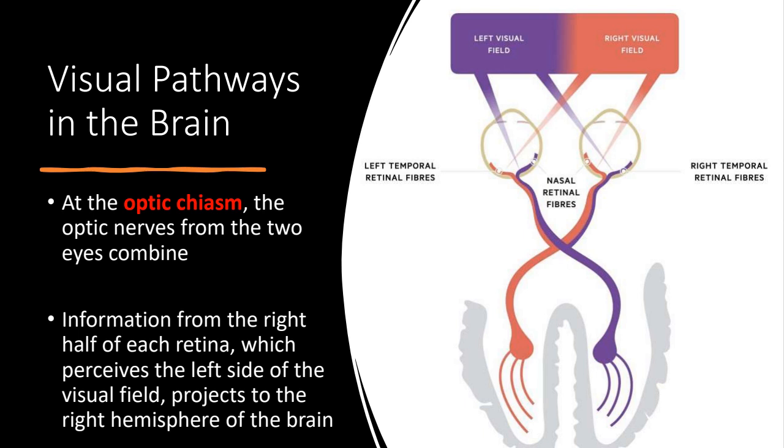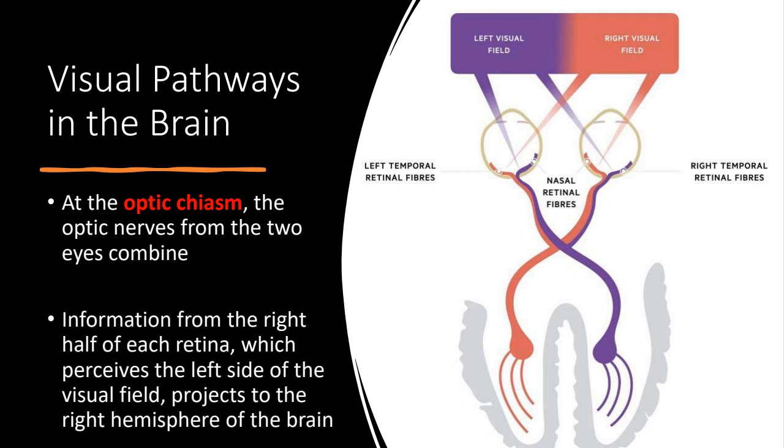So the visual pathways in the brain. Once the signals leave the eye through the optic nerve, they will cross over at the optic chiasm. So this is the optic chiasm, where we've got the optic nerves from each eye being combined. At the optic chiasm, this is where input from both eyes crosses over.